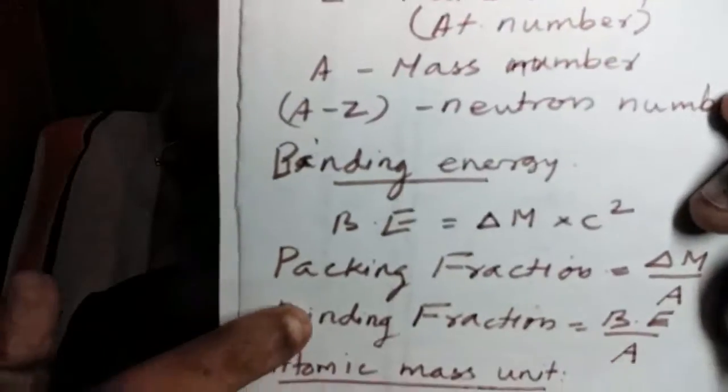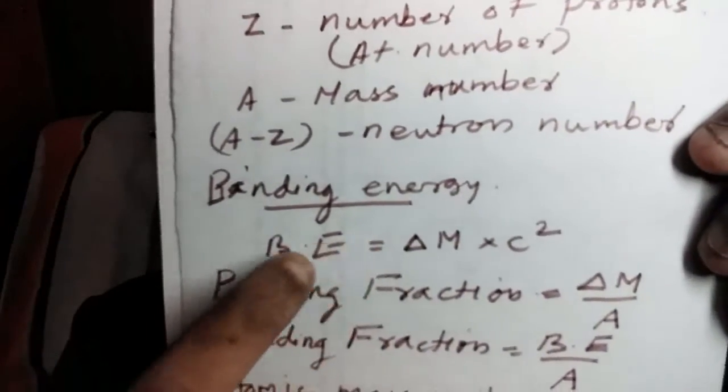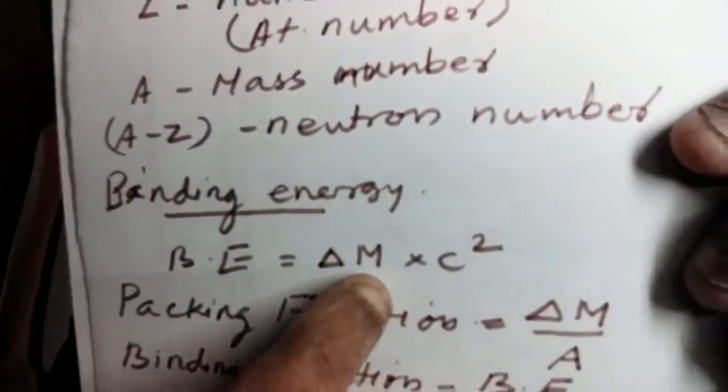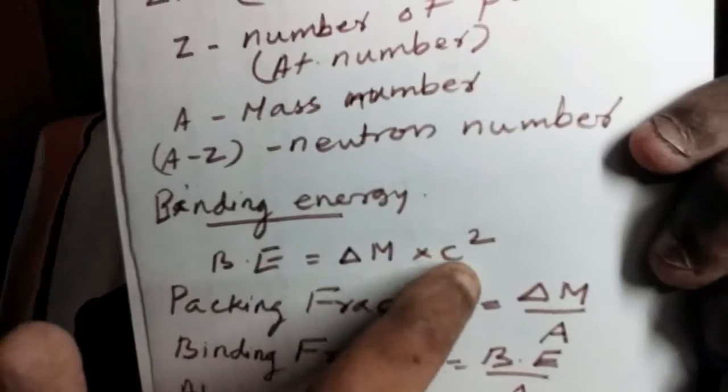The energy equivalent of this mass defect is called binding energy of the nucleus. This is determined using Einstein's mass energy relation E equals mc square. So binding energy of the nucleus is delta M into c square. E equals binding energy equals delta M, the mass defect, into c square, where c is the velocity of light in free space.